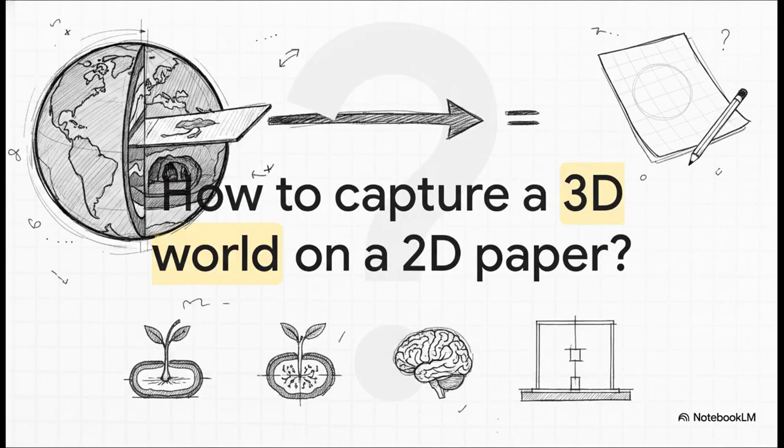Think about this for a sec. How do you actually capture a massive three-dimensional world on a flat, two-dimensional piece of paper? Well, this simple question is literally the core problem across almost every spatial discipline out there. And the answer, more often than not, lies in one absolutely powerful tool, the cross-section. It is, hands down, the ultimate way to reveal what's hiding right beneath the surface.